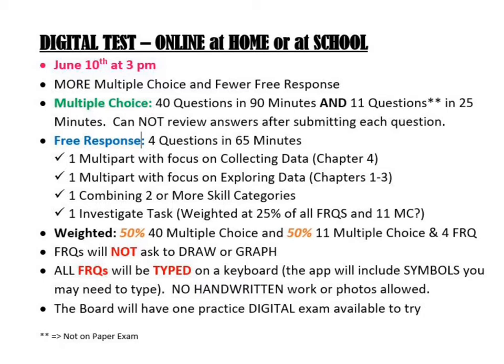Now, how the test is scored. They're going to look at those 40 multiple choice questions, this first group, and that is 50% of your ultimate score. The other 50% of your score is going to be a combination of the 4 free responses and then the other 11 multiple choice. So basically what they're doing in comparing the two is they're taking out 2 free responses and replacing it with 11 multiple choice. And then that's going to be 50% of your score.